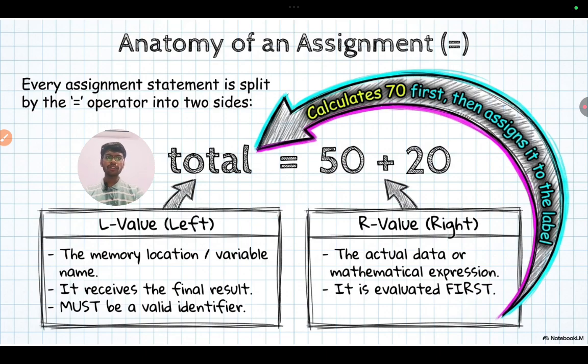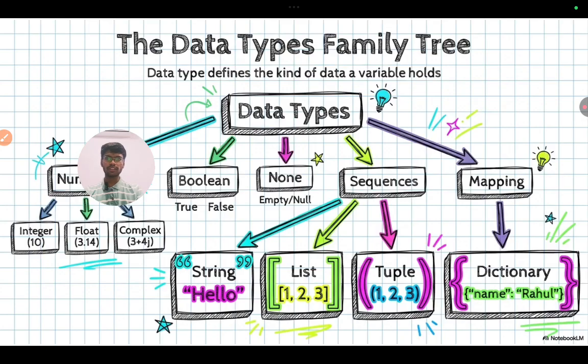Anatomy of assignment: 50 plus 20 will be assigned to total. The right value, the r-value, will be assigned to the variable name, and the l-value is the actual variable name and the memory location, right? And it must be a valid identifier. This we will be studying in this chapter.